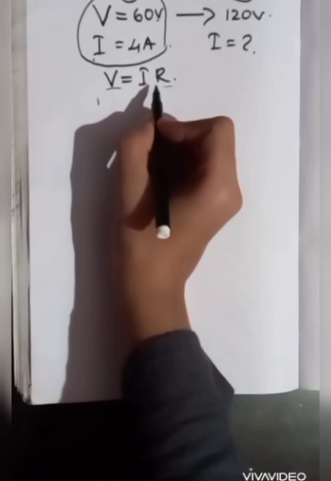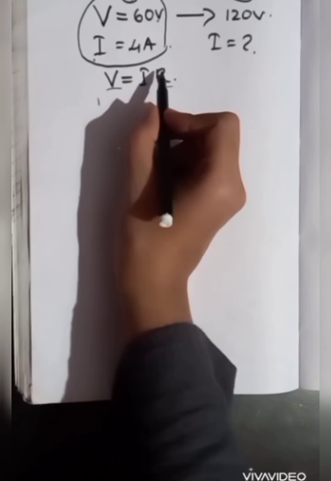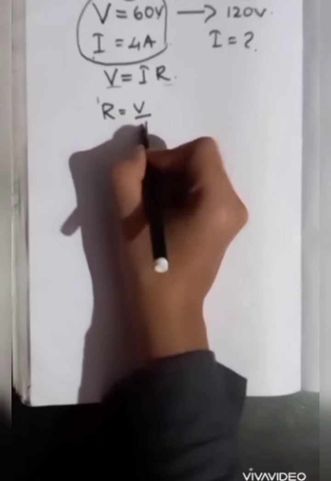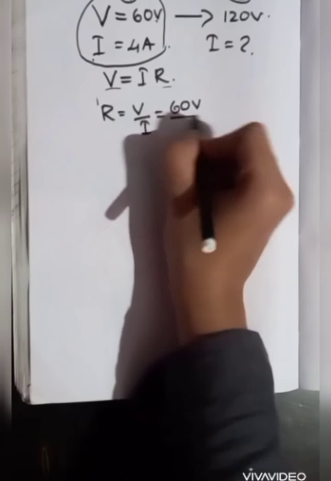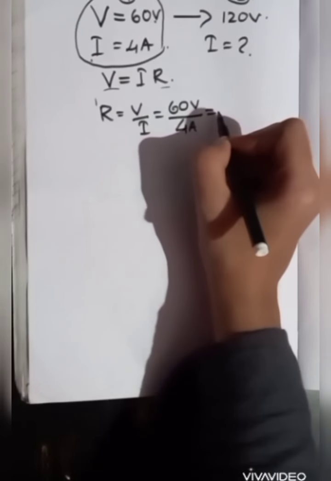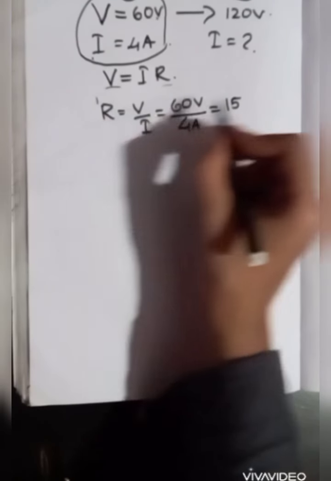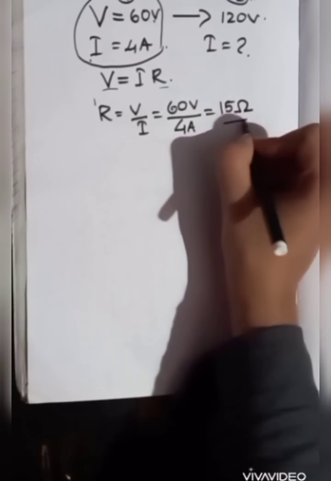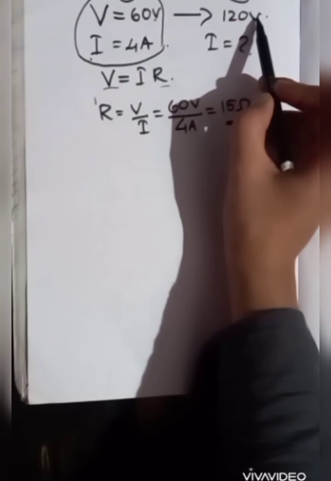V is equal to IR in the first case. That is, we have to calculate the resistance. So R is equal to V by I. That is, V is equal to 60 volt and I is equal to 4 ampere. So 60 by 4 is equal to 15. What is the unit of resistance? It is ohm. Then the potential difference is increased to 120 volt.